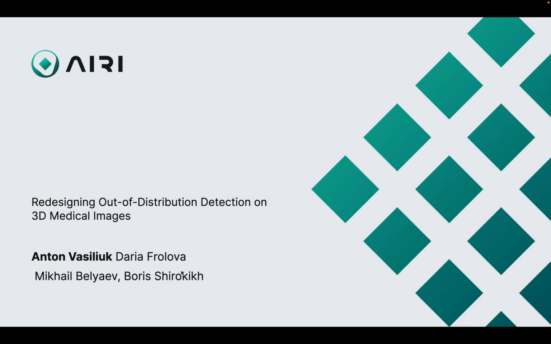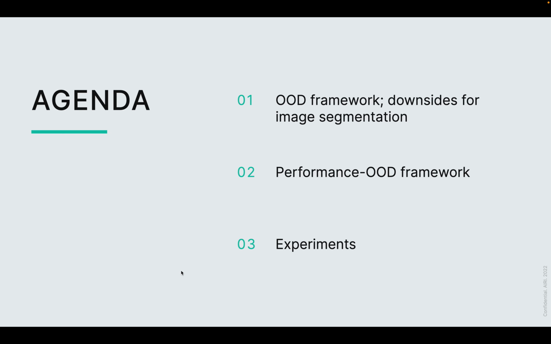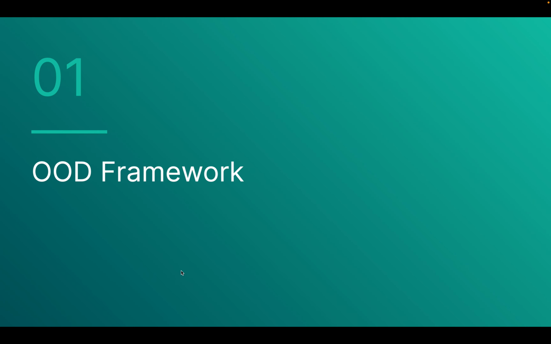And today, I'm presenting our paper, Redesigning out-of-distribution detection on three-dimensional medical images. The structure of my presentation is going to be the following. Firstly, I'll define the standard out-of-distribution problem and describe its issues when applied to image segmentation. Next, I'll present our performance out-of-distribution framework, including a novel metric. And finally, I'll give some experimental results and practical advantages. So, let's get started.